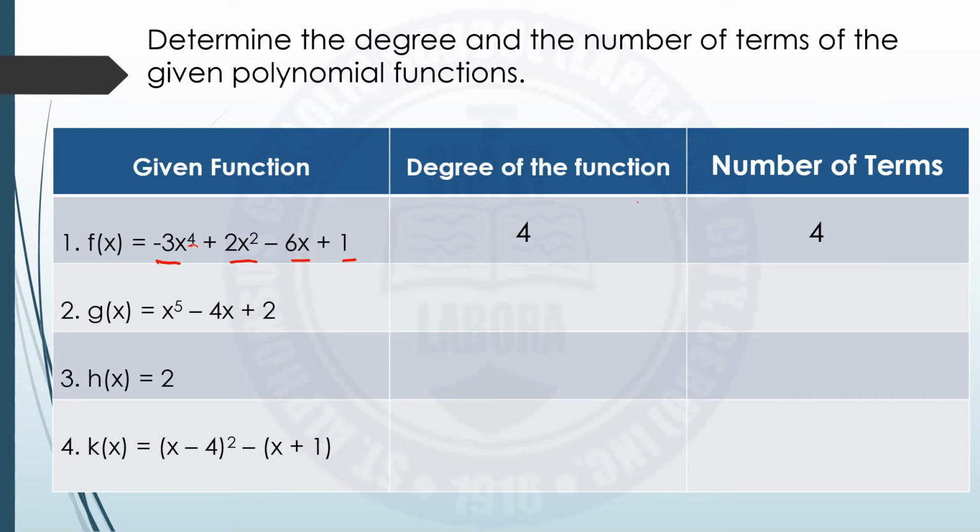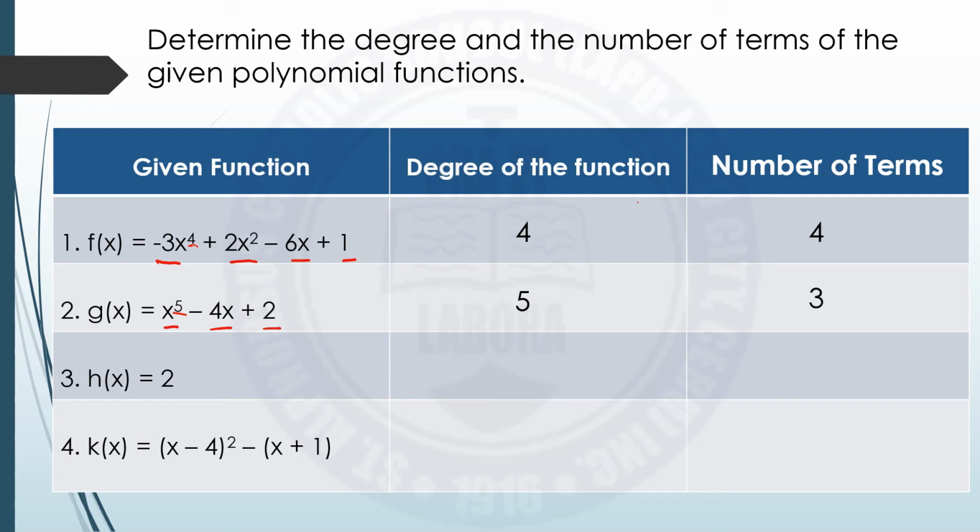So for number 2, what is the degree of the function? Yes, the function is of the 5th degree. Why? Because the highest exponent is 5. And how many terms are there? Okay, there are 3 terms. So we count 1, 2, 3 as the number of terms in number 2.